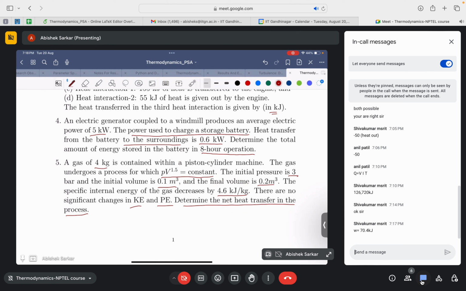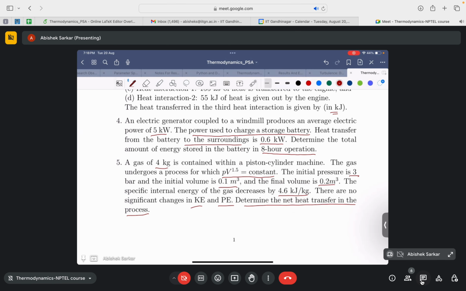Okay. 70.4 kilojoule. Net heat transfer, so is it work transfer is 70.4. Okay, that's fine, thank you. So let's just see. Find the net heat transfer as well. Then you can find the net heat work transfer was 70.4. So let me just check.